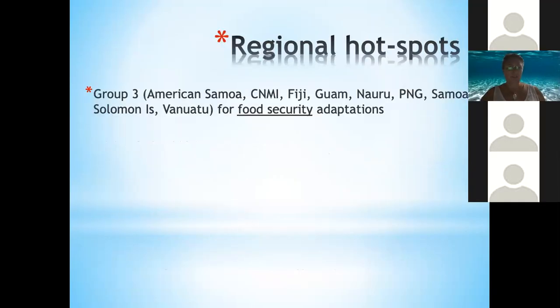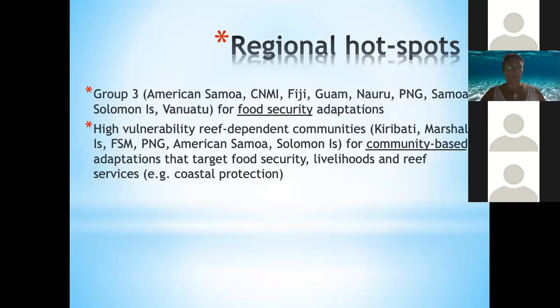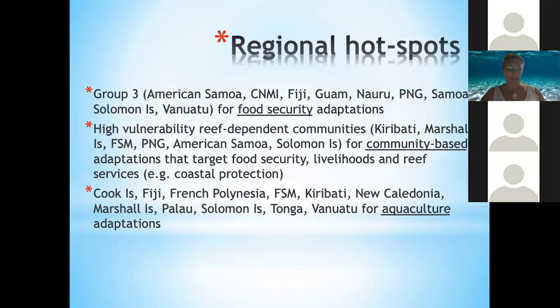So the regional hotspots were obviously those that are in the group 3 for food security, meaning they're not going to be producing enough food from their oceans because of ocean acidification to feed their populations. Those communities that are highly reef dependent, and they're listed there. So we needed community-based adaptations for those communities, and those that are particularly dependent on vulnerable aquaculture resources such as pearls and shrimp. Next slide, please.